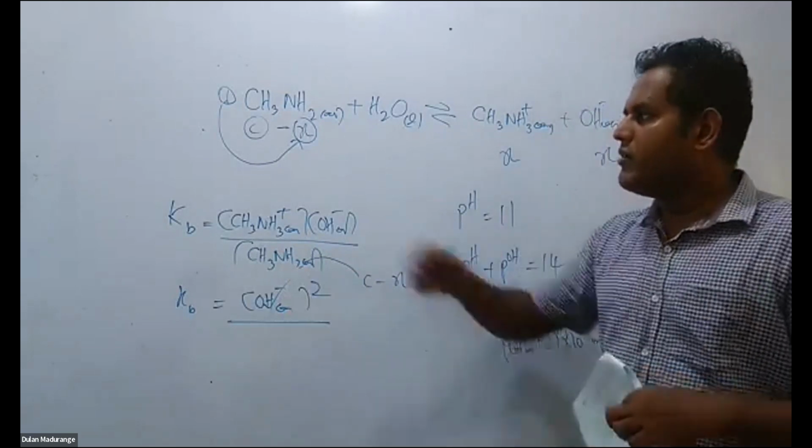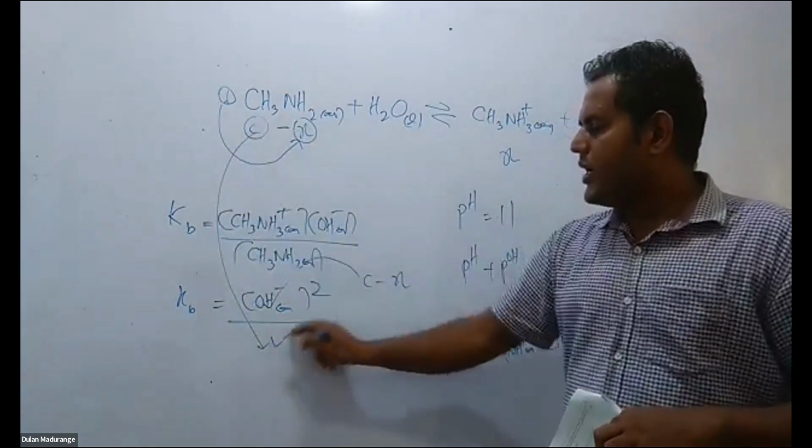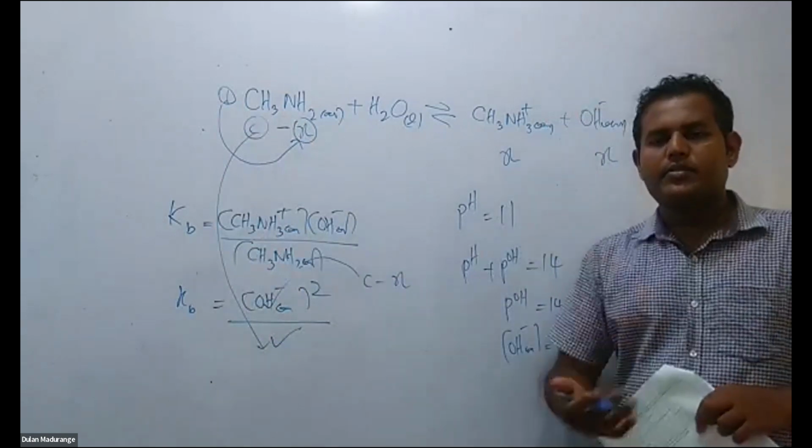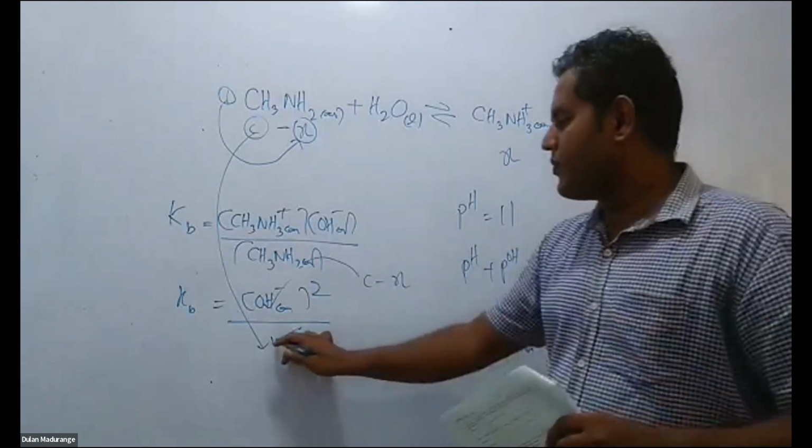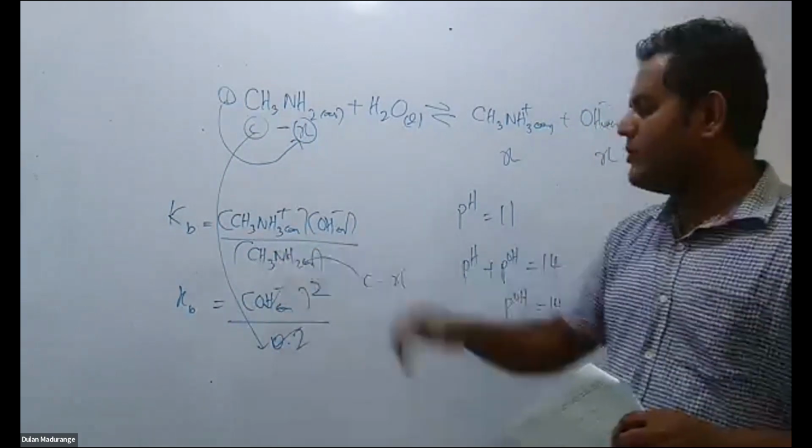So what we write as the initial concentration here is the equilibrium concentration. That's an assumption. See there? So what is the initial concentration of methylamine? That is 0.2. So make it 0.2 and find the Kb.